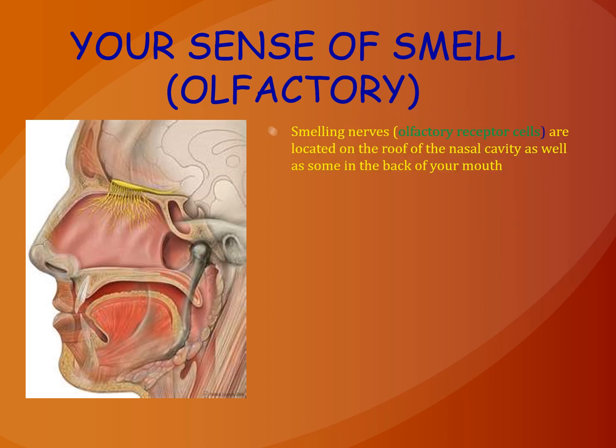But in the case of your sense of smell, we have smelling nerves. And these smelling nerves are called olfactory receptor cells. They come off of our olfactory nerve. If you remember, our olfactory nerve is a cranial nerve. And here you can see these olfactory receptor cells. They're also called hairs, because if you'll notice, they look really hairy. But these are located on the roof of your nasal cavity. You do have a very few of them in the back of our mouth, but not really enough to talk about. Okay. We call these ORCs, olfactory receptor cells.